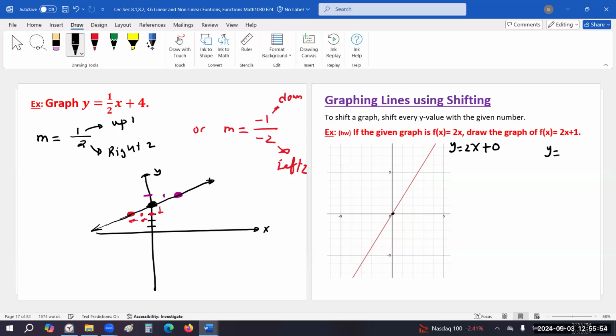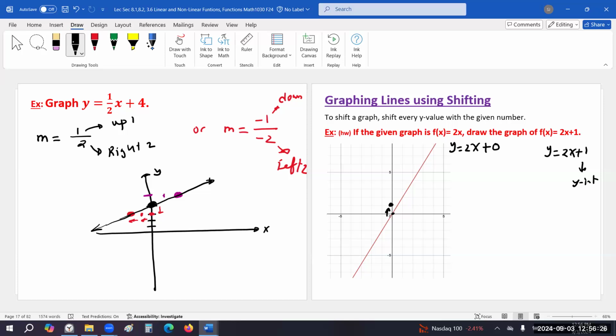But this line has y-intercept at 1. So a new y-intercept is here. You are shifting the y-intercept 1 unit up. That means you're going to shift every other point 1 unit up. And that's it. That should be a new line. So you don't have to put every line 1 unit up. You can just pick few points and move them 1 unit up.